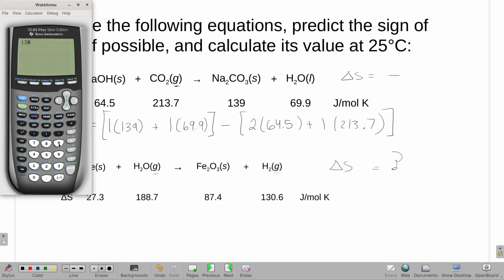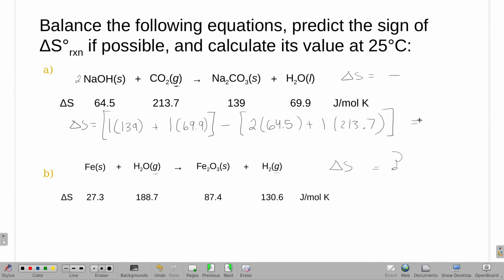And then, if I want to actually get this, I just fire up my calculator. So 139 plus 69.9 minus 2 times 64.5 and also minus 213.7. And we get a delta S of negative 133.8. And units for S's are joules per mole Kelvin. Alright, we had predicted negative. We got negative. Alright, the second one we couldn't make that prediction.